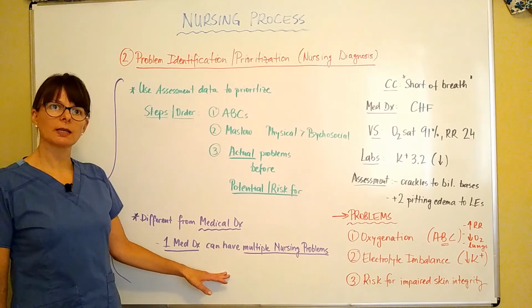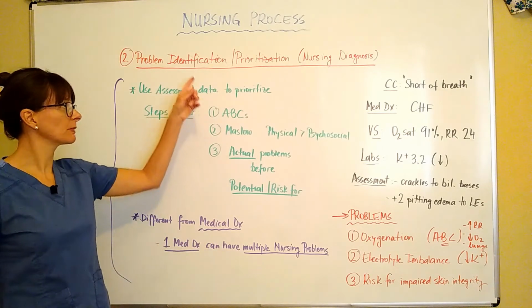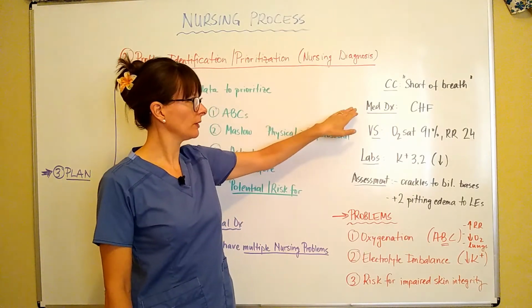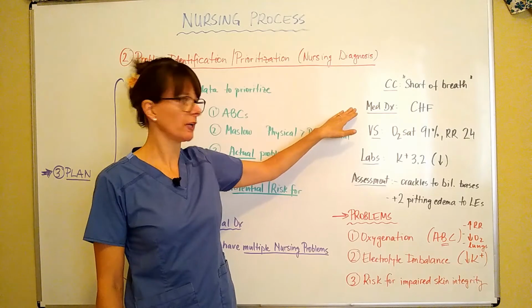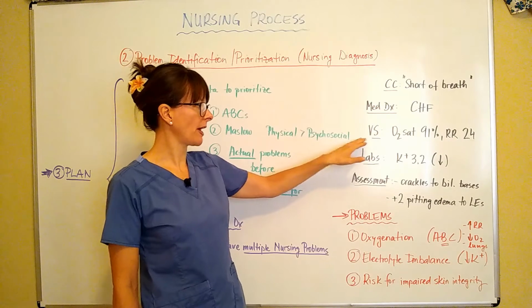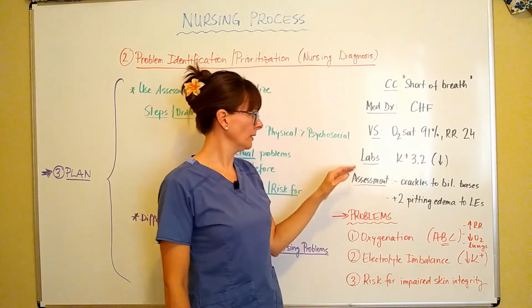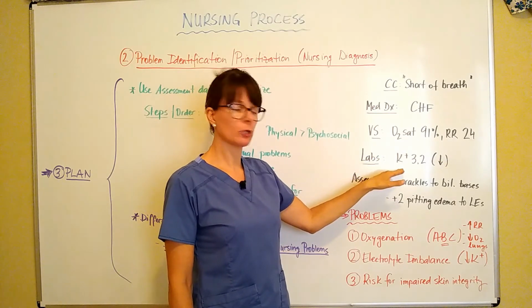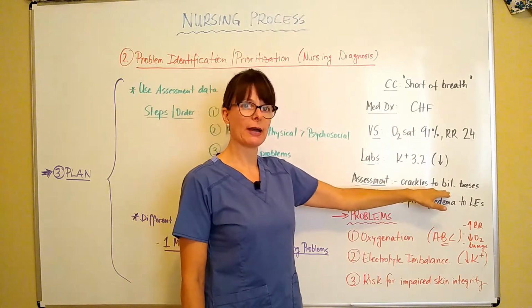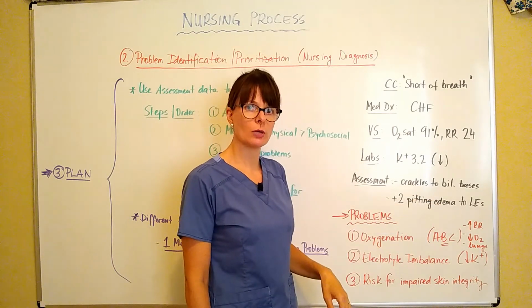Let's look at this in the example that we started in our first assessment video. The patient's complaint was short of breath. The medical diagnosis is congestive heart failure. When we performed the physical assessment, we found vital signs: O2 sat was 91% and respiratory rate was 24. Labs showed a potassium of 3.2, which is low. In the assessment, we found the patient has crackles to bilateral bases in the lungs and +2 pitting edema to bilateral lower extremities.